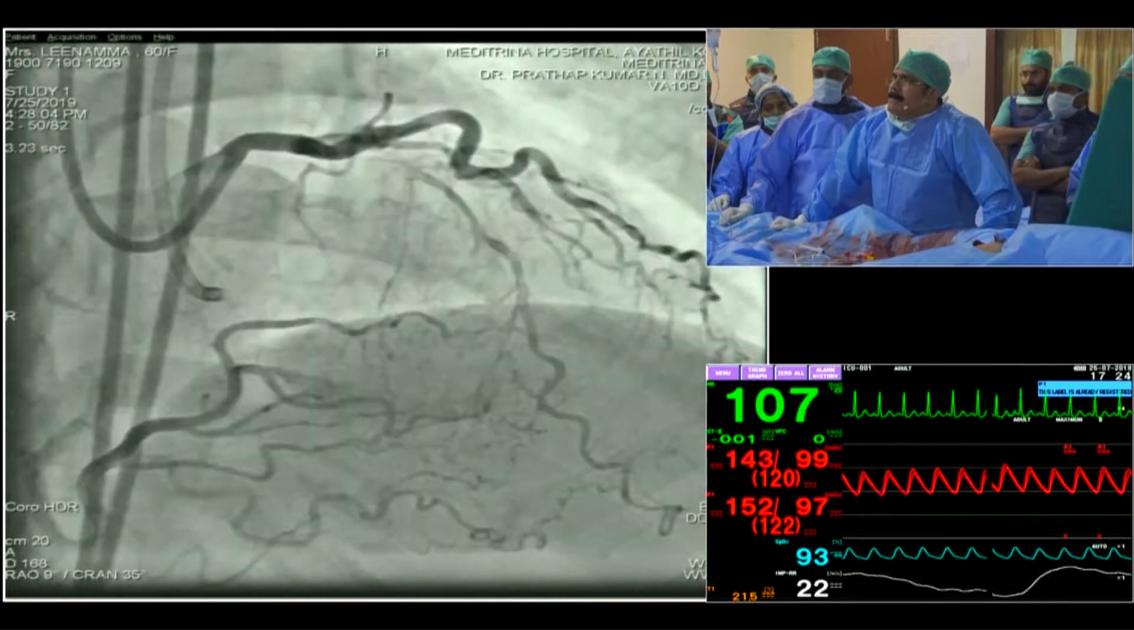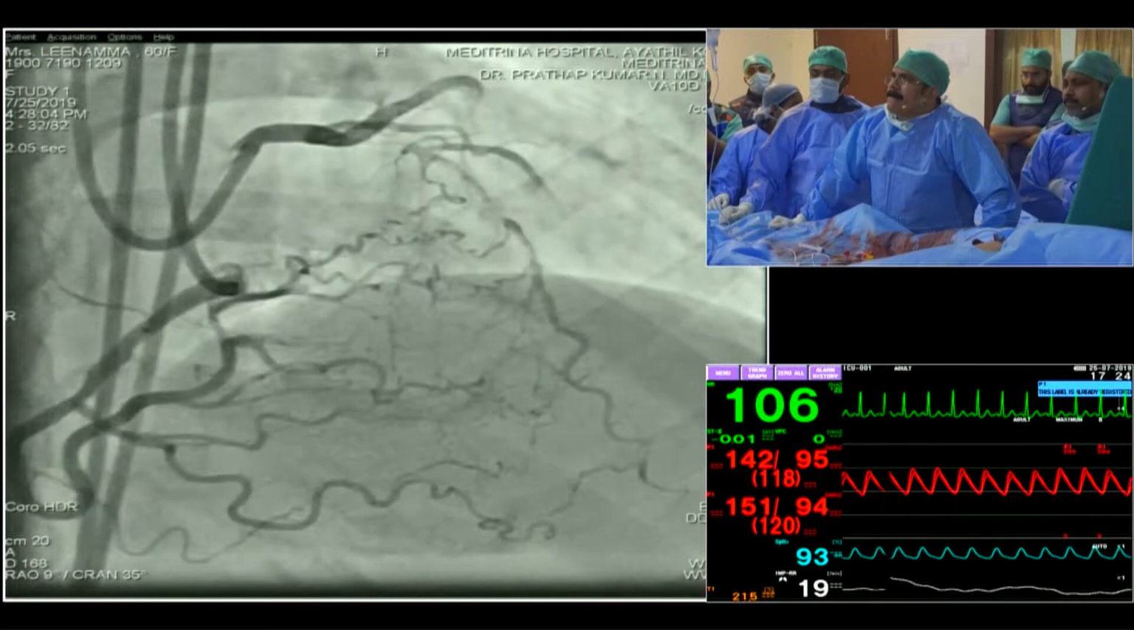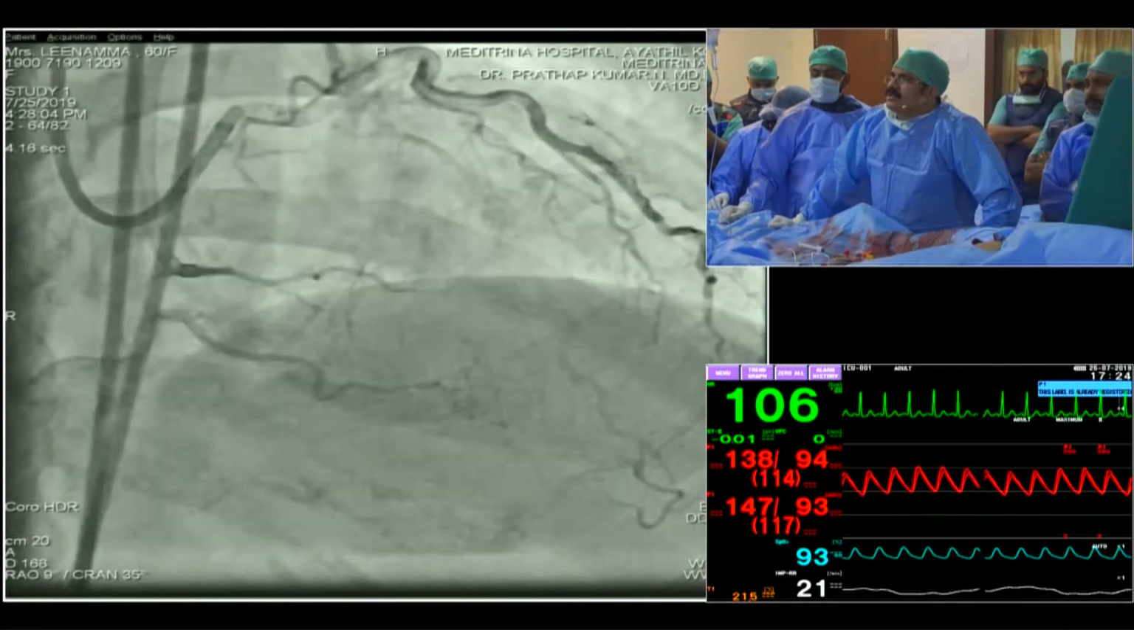In the initial antegrade attempt, were they getting into a dissection plane, or were they not able to enter the proximal cap? What was the mechanism of failure in the first attempt?